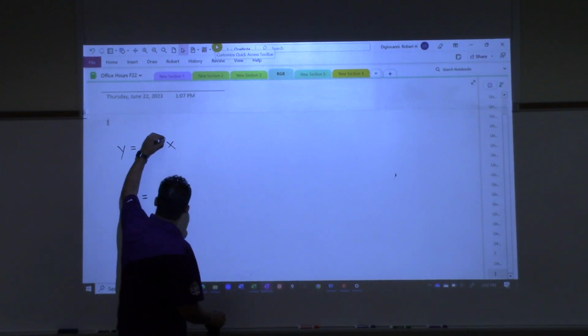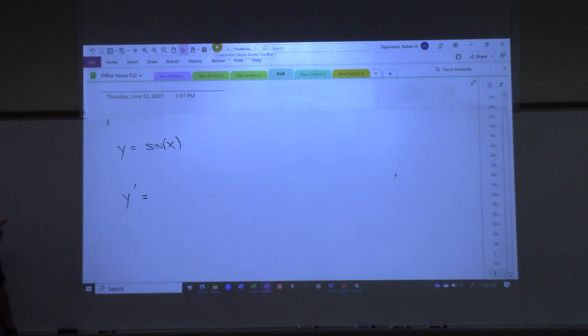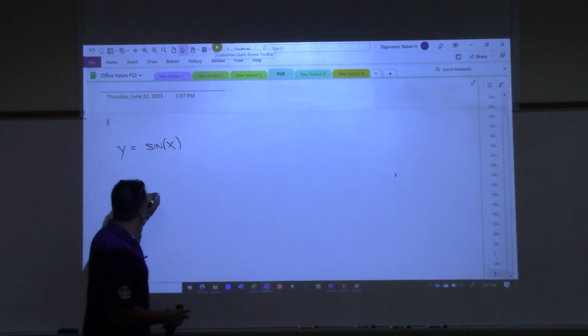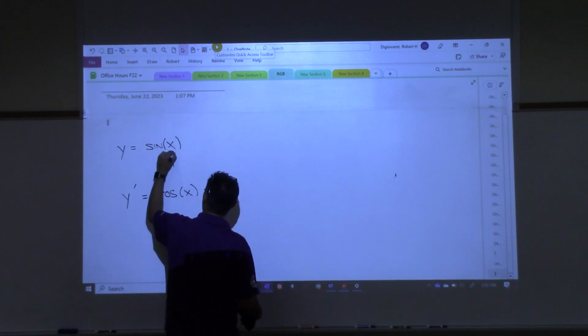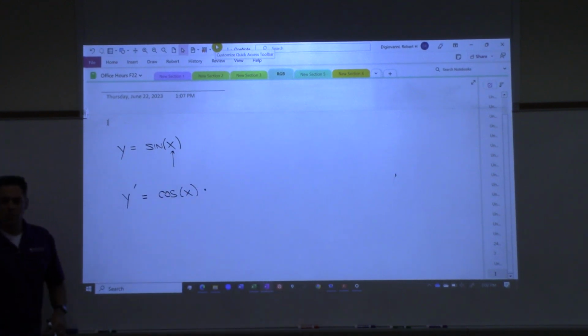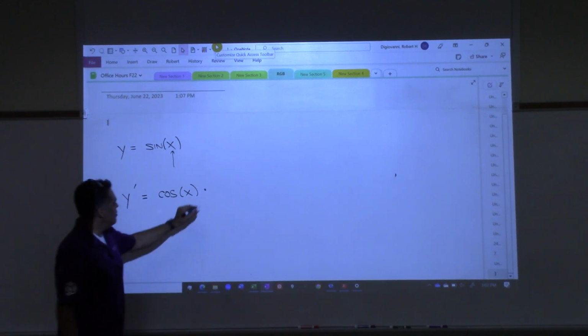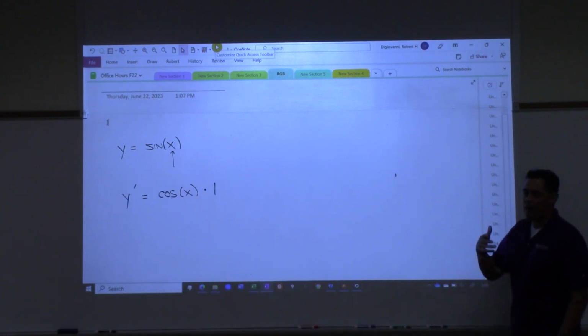have an inner function, right? And we have an outer function. The inner function here is what? X, right? So what we did is we started with the outer function. What's the derivative of sine of something? Cosine of that something, right? Then times, now you're going to take the derivative of this, right? And what's the derivative of x? 1, right? It's 1.